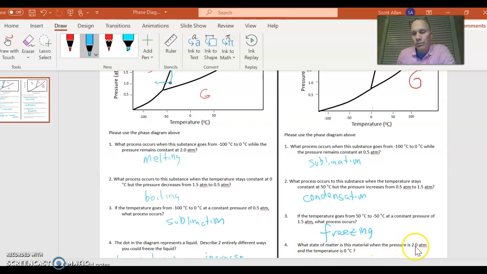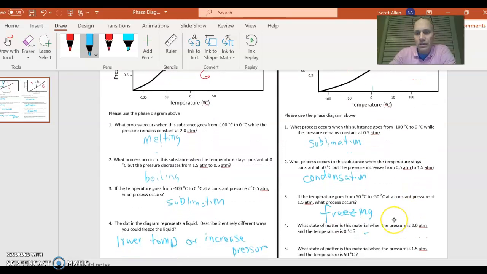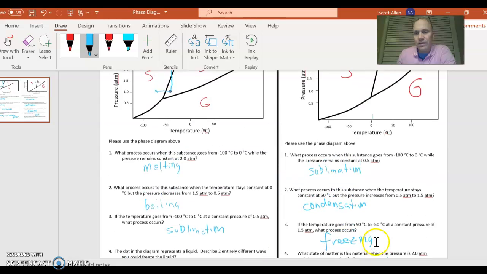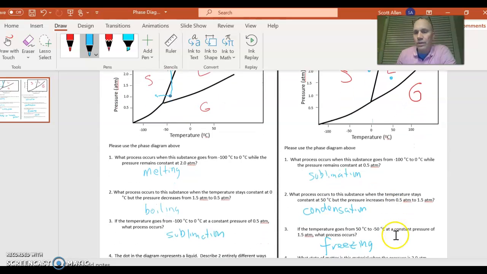So what state of matter would it be at 2 atmospheres and a temperature of 0 degrees Celsius? That would be roughly about right there, so that material would be in the solid region. And the next one, what state of matter would it be at 1.5 atmospheres with the temperature of 50? That would put it about right there, so that material would be a liquid.